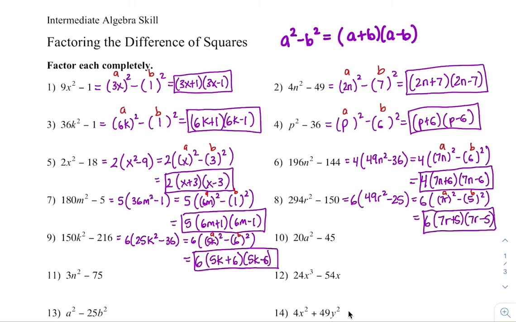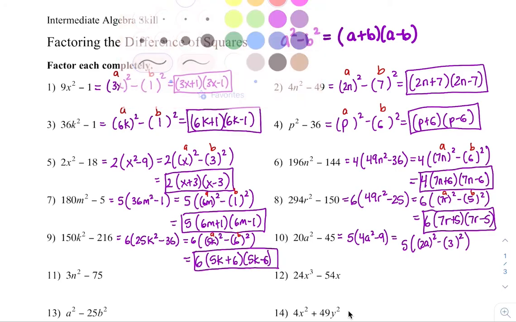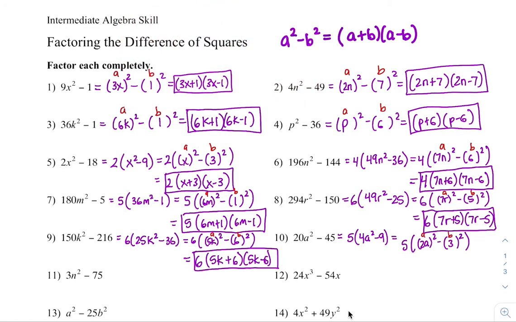And lastly, 10. Between 20 and 45, I notice I can factor out a 5. So factoring out a 5 from both: 4a squared minus 9. And now we can factor this. What times itself would give me 4a squared? And what times itself would give us 9? For 4a squared, 2a times 2a would give us 4a squared, and 3 times 3 would give you 9. That's your a and that's your b. So then factor 5 times our a plus b, which is 2a plus 3, and our a minus b, which is 2a minus 3.